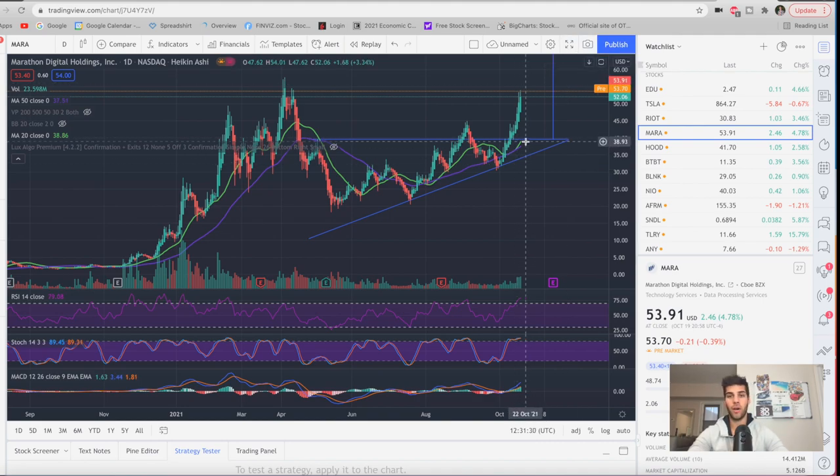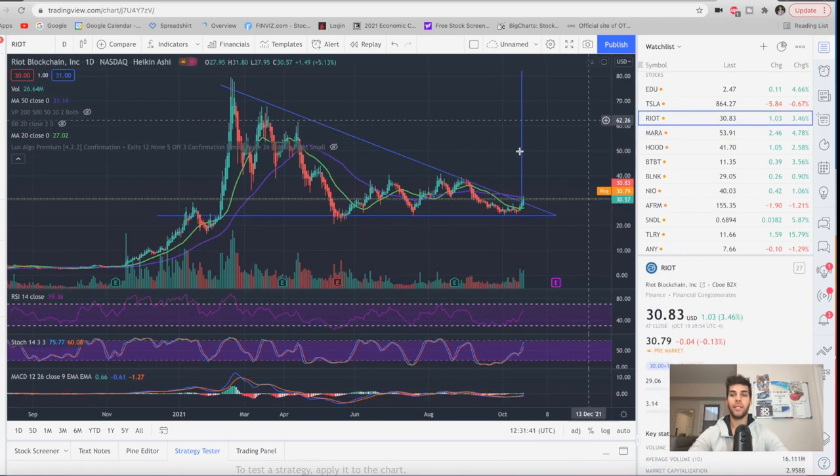So I'm going to show you some potential options positions that we can look at in terms of what kind of returns we can get with certain expirations on Riot and Mara. Mara is showing more strength than Riot at the moment, but in the past, Mara and Riot take turns. Mara may outperform Riot and then it'll switch roles. Riot just broke out of this descending triangle here to the upside.